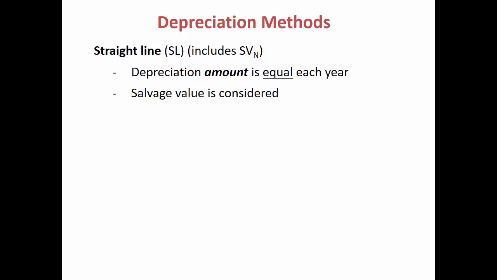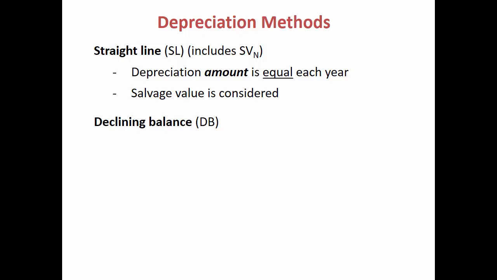Okay, the simplest way to calculate depreciation is just to assume that there's a fixed amount every year that the equipment loses in value. So straight line depreciation assumes a linear decrease in value during the item's useful life. So you have a starting basis, a salvage value, and the depreciation amount is equal every year.